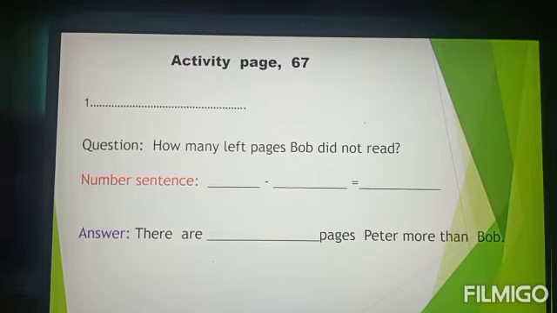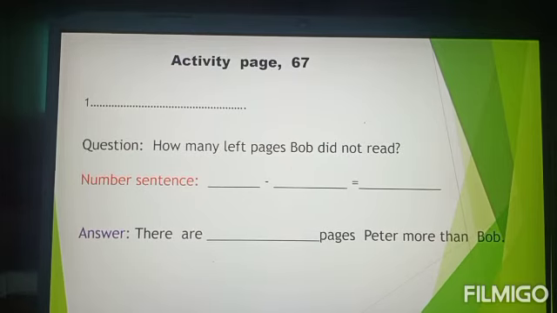Now, in page 67, you have to read the question. Read the problem. During the examination, Bob read 72 pages of his textbooks. Peter read 16 fewer pages than Bob. So the question is, how many pages did Bob not read? You just write the question here, and just write the answer.